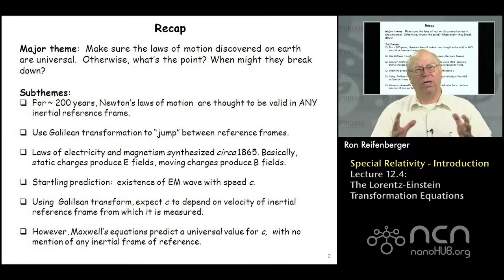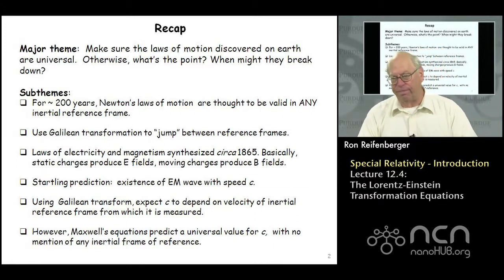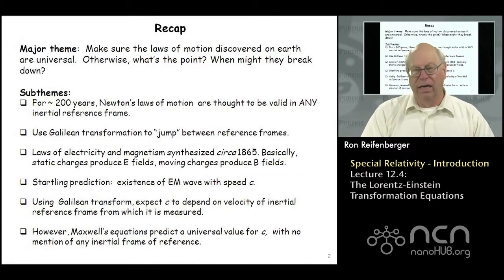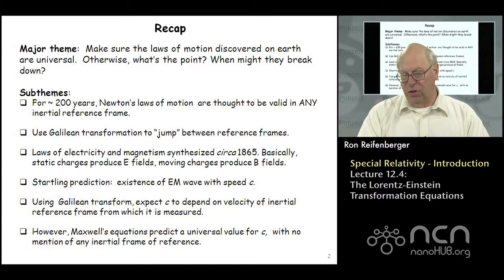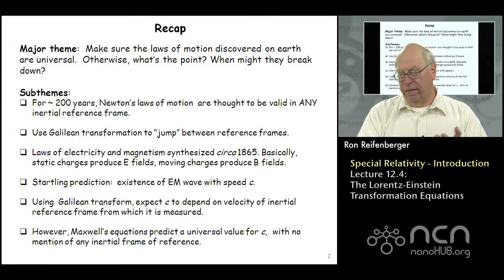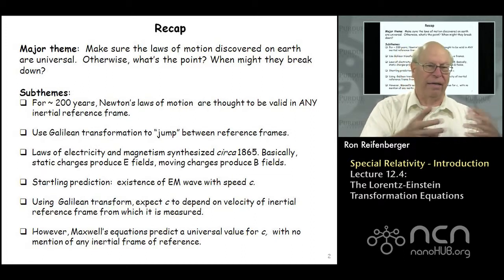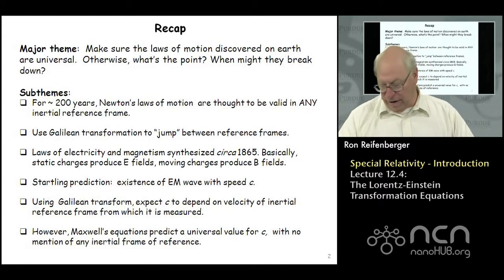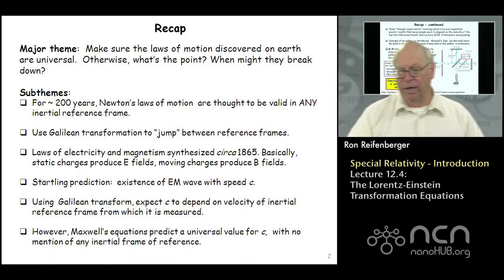The trouble was, when you looked at Maxwell's equations, he predicted a universal value for the speed of light c, and there was no mention of any inertial frame of reference. So how do you reconcile this idea that there's no reference frame to predict a standard value of c with the fact that the velocity of light should depend on the motion of the reference frame from which you make the measurement?